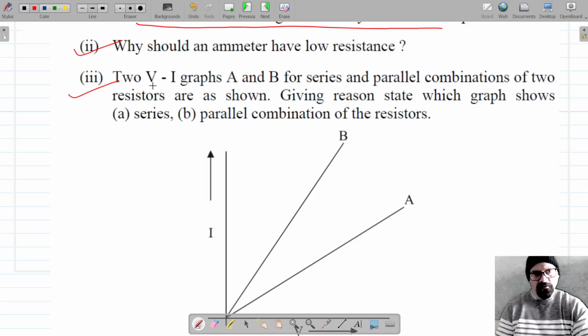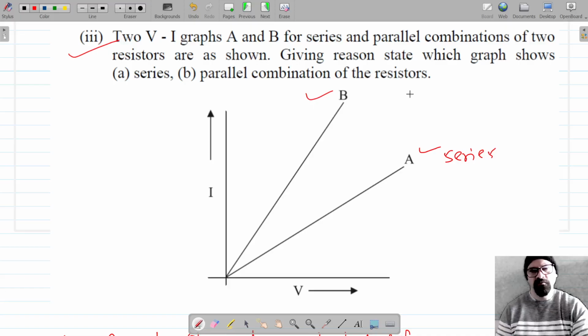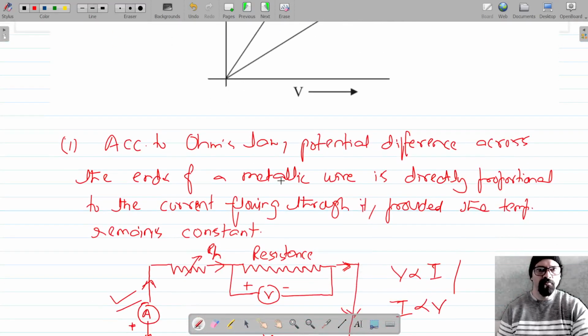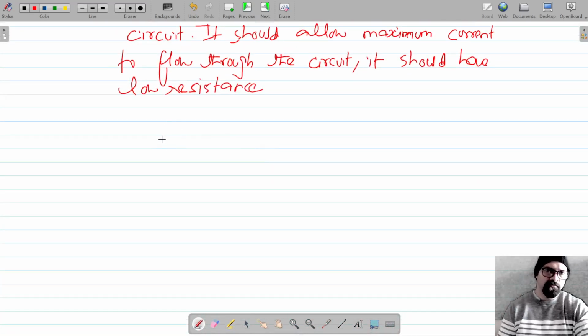Okay, so now we have two VI graphs, graph A and graph B. One is for the series and the other for the parallel combination of two resistors. We have to give the reason which graph shows the series or parallel combination. It's not given which one is parallel or which one is series. Now we know that for a V versus I graph, more slope means more resistance.